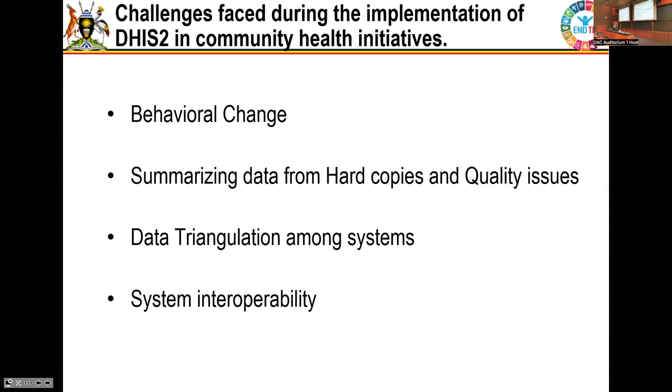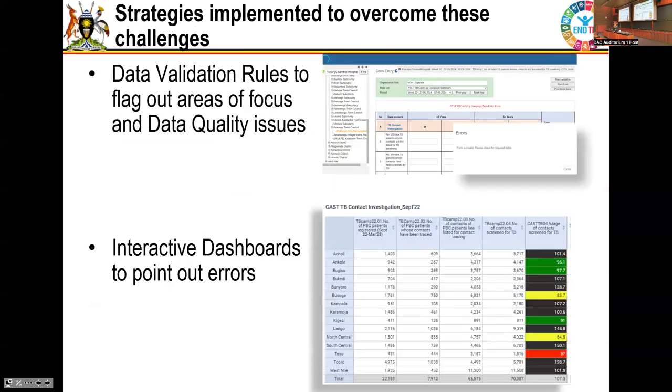That's why I said the trust keeps running. Telling people that we can actually get community data was very difficult, but it has helped. Summarizing the data from hard copies caused some quality issues, and then there was data triangulation amongst these systems and system interoperability. Of course, how we thought this would change is, one, I'm glad Victoria talked about this, the data validation rules is something that we may need to pick from what the WHO is showing us. So implementing these, and also these interactive dashboards, helps you point out where the errors are, and then you can correct them.